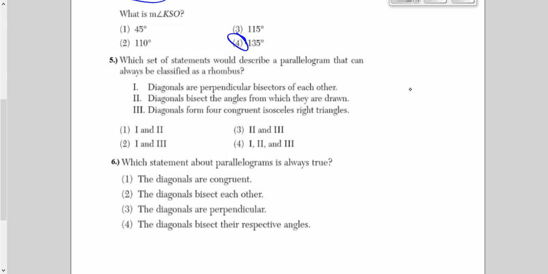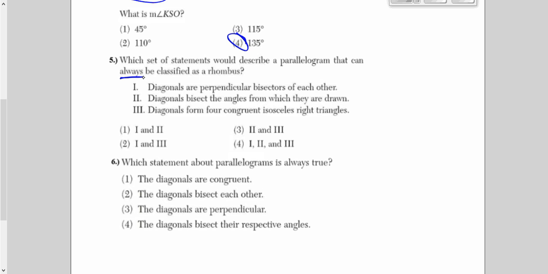So what I would do is as you read it, check each one of these 3 that applies, and then you can pick down here, okay? So we want to know what would make a parallelogram always be a rhombus. What do we think? If we had a parallelogram whose diagonals are perpendicular bisectors of each other, would that always be a rhombus?